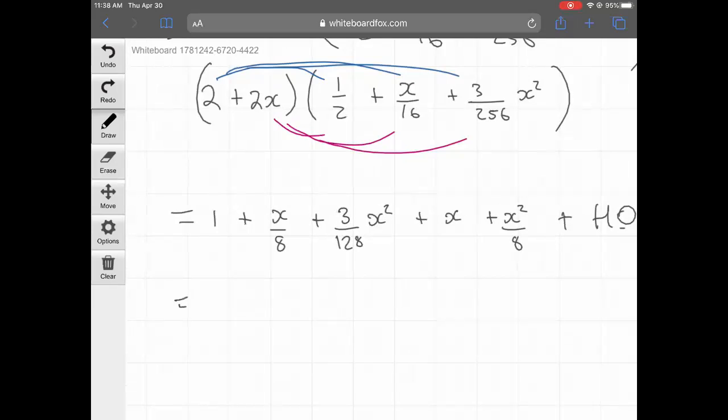This is then equal, so for the x terms, we just add the x's together. We've got 8 out of 8 x's plus 1 out of 8 is 9 out of 8 x's. And I can't do that in my head with the squares, so I'm just going to use a calculator for it. But it's essentially 1 out of 8 plus 3 out of 128.